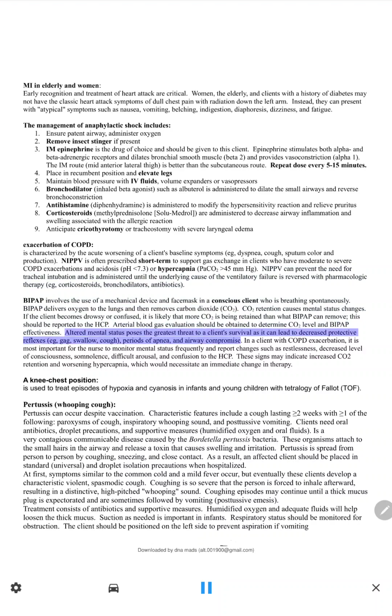Altered mental status poses the greatest threat to a client's survival as it can lead to decreased protective reflexes, e.g., gag, swallow, cough, periods of apnea, and airway compromise. In a client with COPD exacerbation, it is most important for the nurse to monitor mental status frequently and report changes such as restlessness, decreased level of consciousness, somnolence, difficult arousal, and confusion to the HCP. These signs may indicate increased CO2 retention and worsening hypercapnia, which would necessitate an immediate change in therapy.